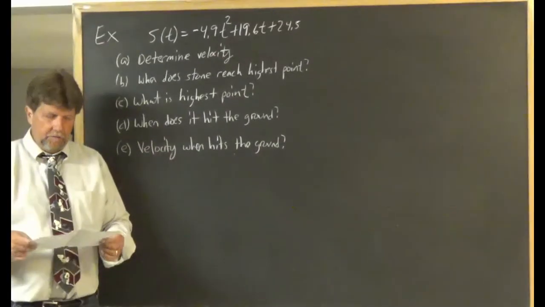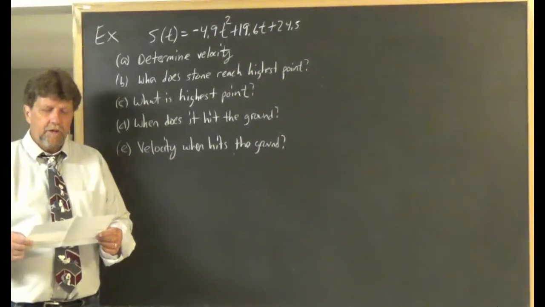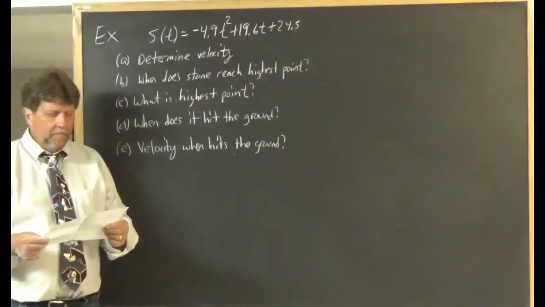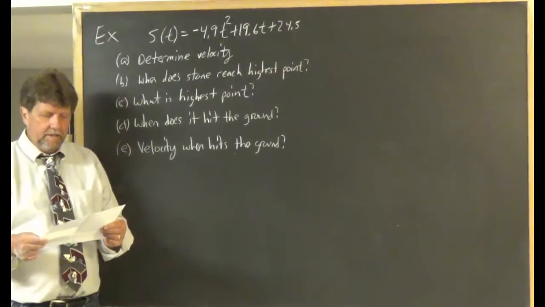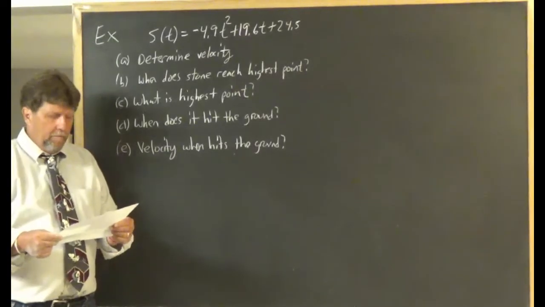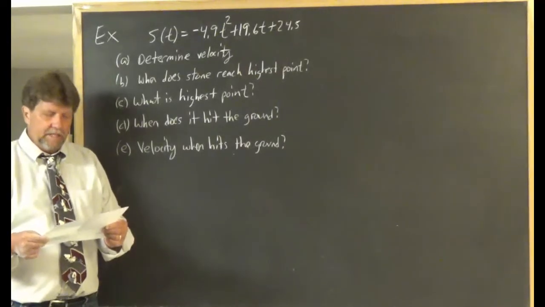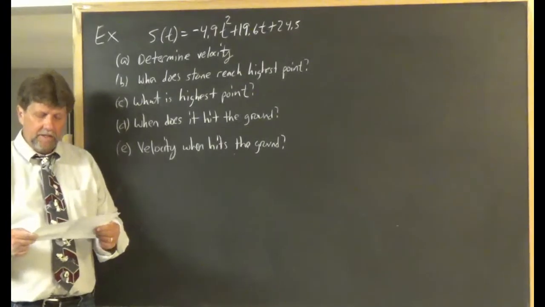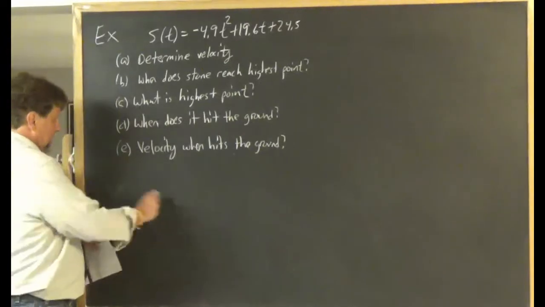All right, hopefully you wrote this one down. A lot of words. We're throwing a stone vertically upward from the edge of a cliff. This is the position function. Part A, we're supposed to get the velocity v of the stone after t seconds. Part B, determine when the stone reaches its highest point. Part C, what is the height of the stone at the highest point? Part D, when does the stone strike the ground? And then part E, with what velocity does the stone strike the ground? So let's knock these out one at a time.